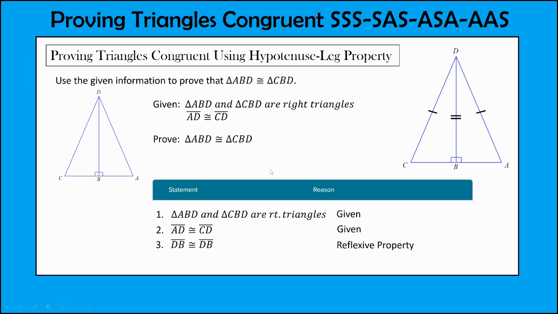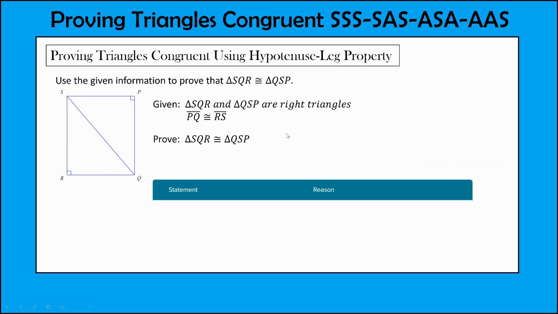So that's what we needed. We needed three facts. We needed the fact that they were right triangles. That's one. We needed the hypotenuses to be congruent. That's the second piece I needed. And then I needed a leg to be congruent. That was the third. If I have these three pieces, then I know the triangles are congruent by the hypotenuse leg congruence property. Okay. Next one here.